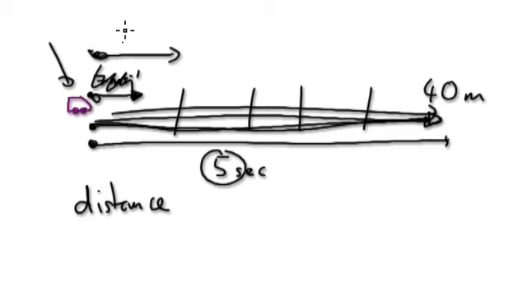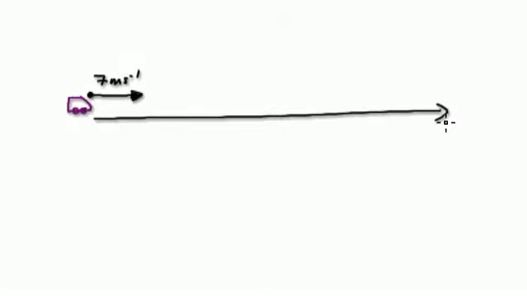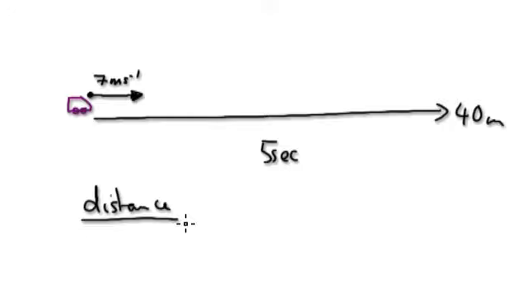It would mean that he would have traveled 8 meters. His speed would be 8. But look at this. If you're given, let's say, the distance 40 meters, and he's done it in 5 seconds, so if you want to know the speed, you would get distance divided by time.